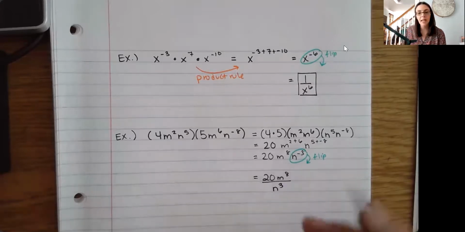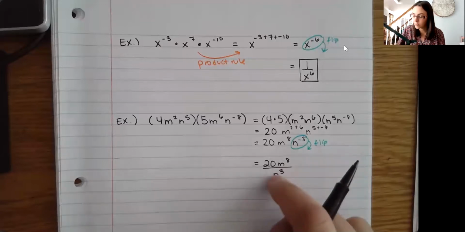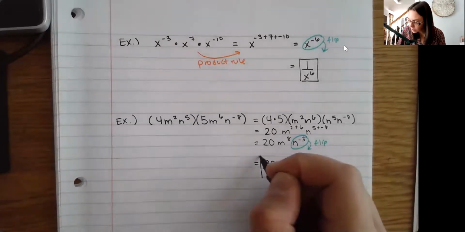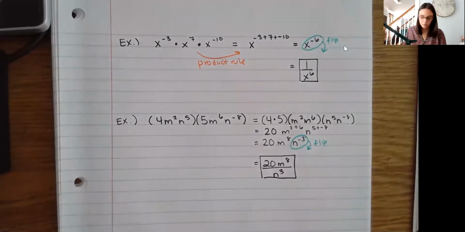If I look again, I don't see anything else I can do, right? I have no more negative exponents. I have different bases now or different variables, so I can't actually go any further.